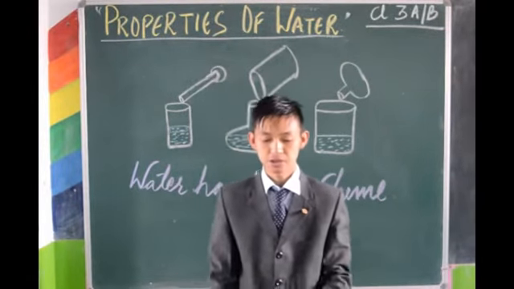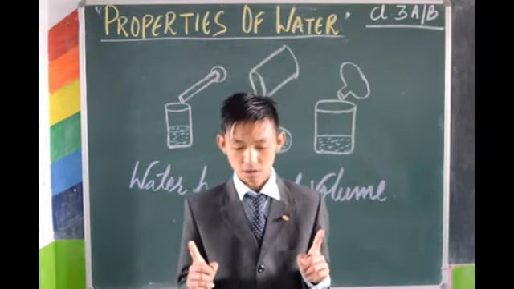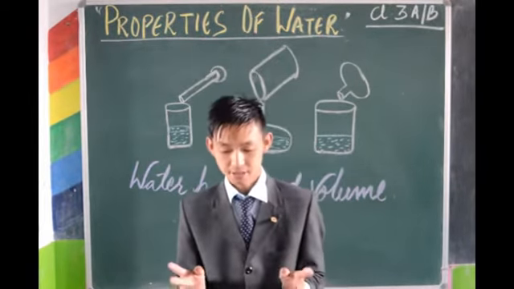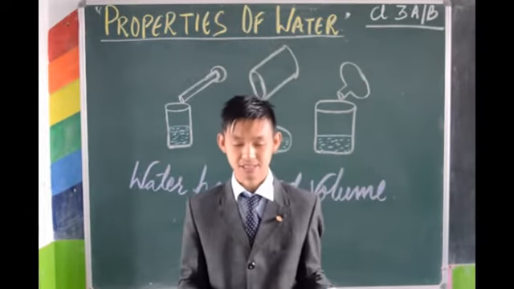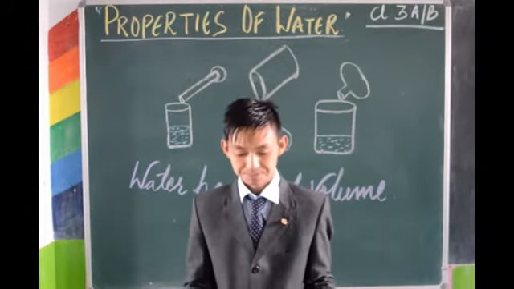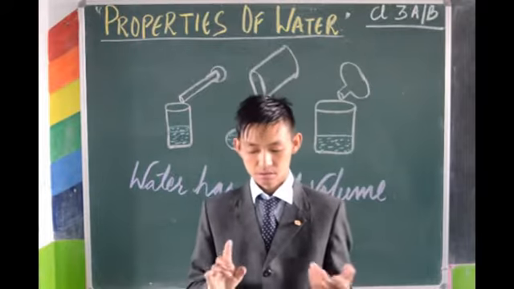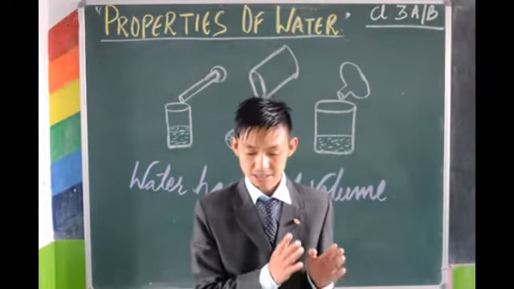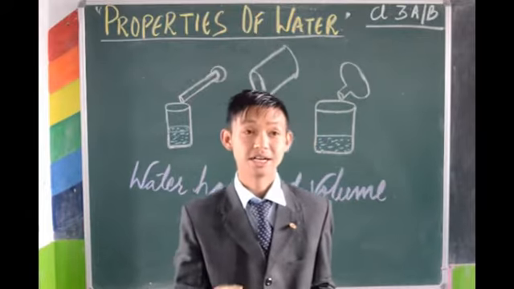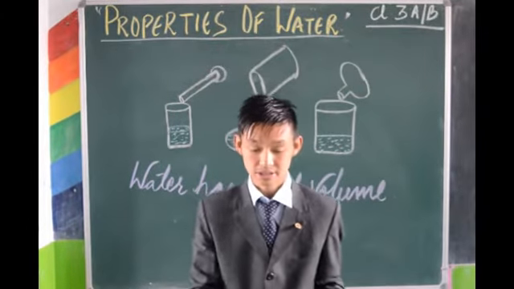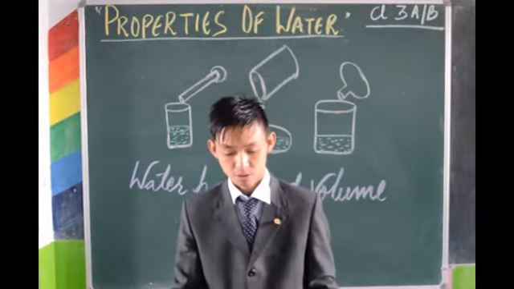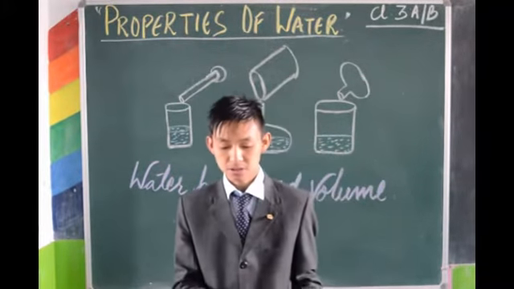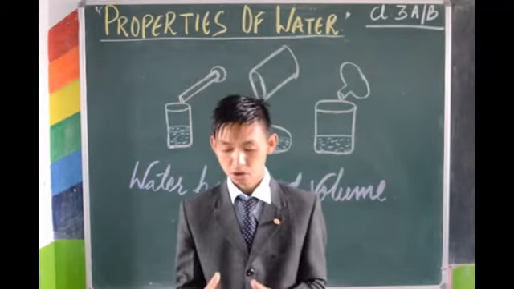Okay. A solution is formed when two or more substances of the same kind are dissolved completely. The substance which is dissolved is called the solute. The substance which dissolves, that is, disappears in the water or wherever, is called the solute. While the substance into which the solute is dissolved is called the solvent.